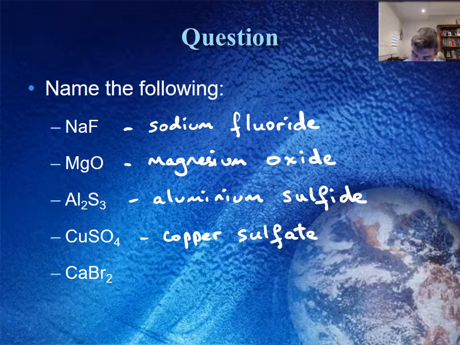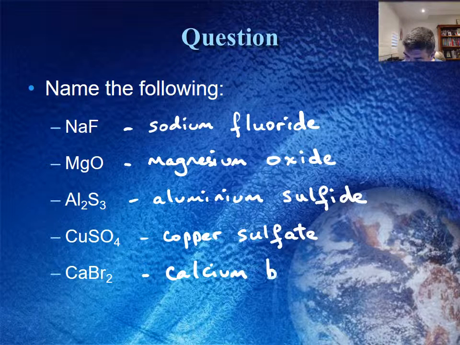And the last one, the cation is calcium, and it retains its full name, and the end name is bromine. That's the anion, but it changes its name to bromide. So the compound is called calcium bromide.